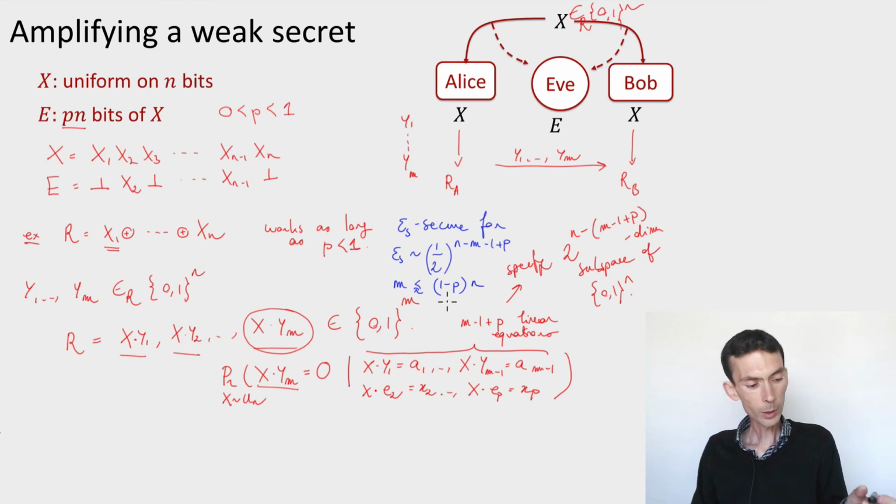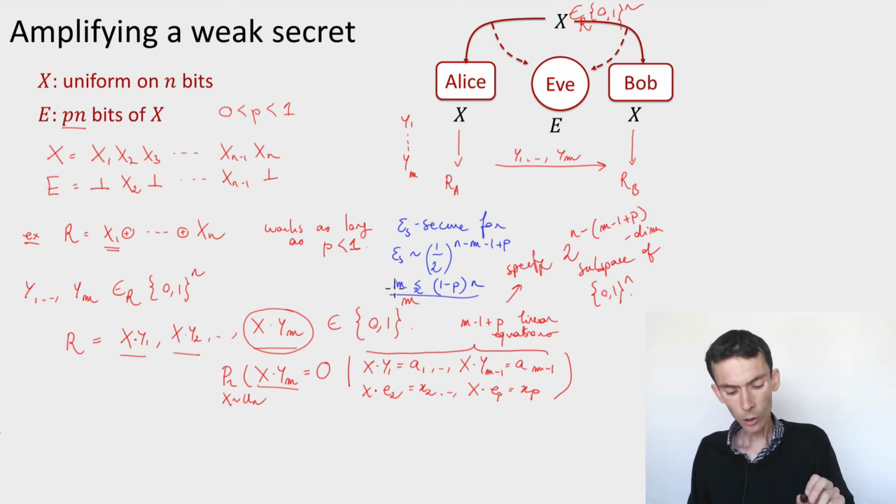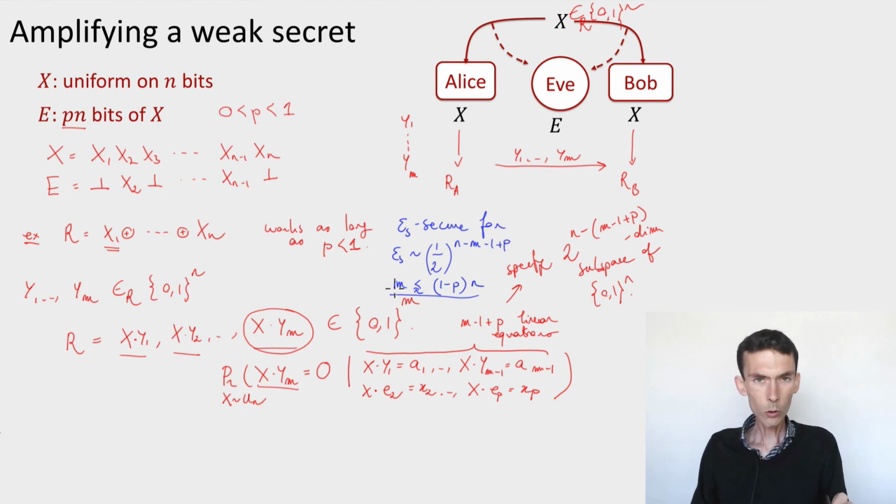There's pn bits that are fixed by the eavesdropper's side information, so there's 1 minus p times n bits that are free. And what we're saying is that as long as we try to extract less than the number of initially free bits that we had, then the procedure is going to be secure. The string is going to be secret from the point of view of the eavesdropper's side information. So here I gave you a heuristic argument why this bound should hold, why the procedure should be secure as long as m is roughly less than 1 minus p times n.